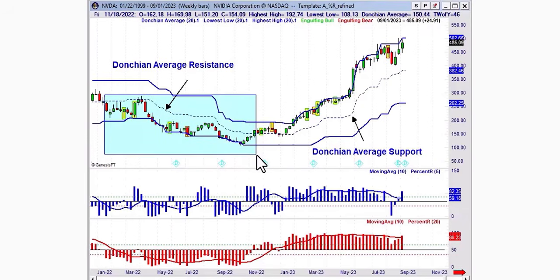Again, I like indicators and oscillators. I like mathematical studies such as this, and the reason why is because it's not open to interpretation.